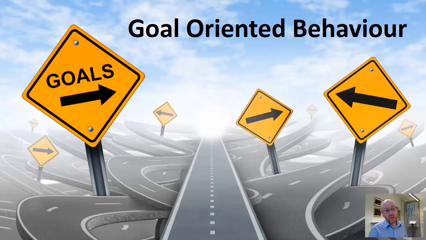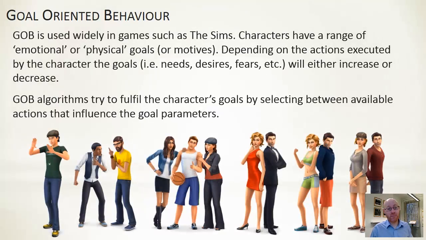So GOB is widely used in games such as The Sims. That would be a classic example of a game where characters have multiple goals that they're trying to satisfy. Now it could be emotional, it could be physical motives, just depends on the game. It doesn't make any difference to this particular approach. It works for all of these.